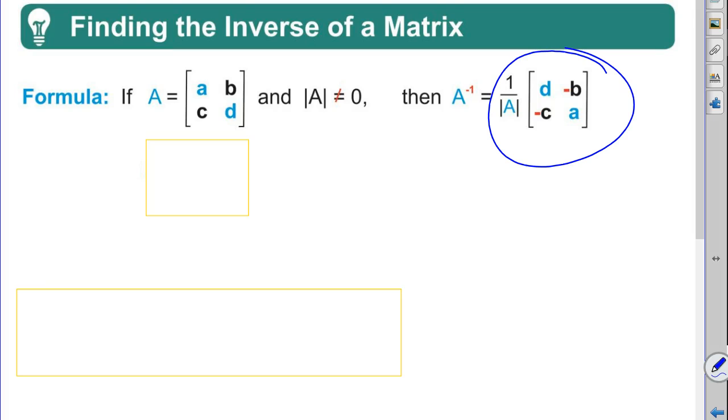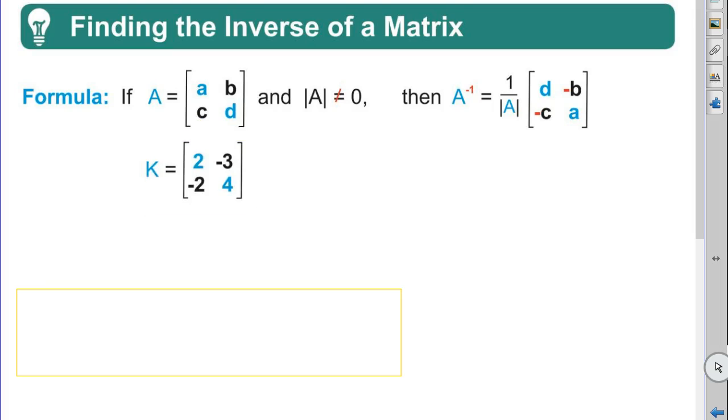Notice the A and the D swap, and then the B and the C go the opposite, meaning a negative times it. So the A and the D swap, and then the B and the C are opposite their values. Let's see if we can apply that to this matrix.